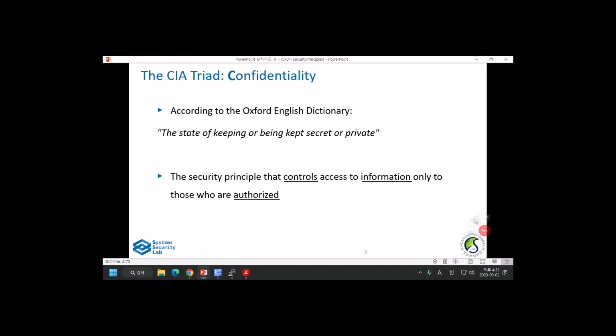So C stands for confidentiality, and according to the English dictionary, confidentiality means the state of keeping or being kept secret or private. This is a principle that controls access to information only to those who are authorized. We're gonna get to the authorization part shortly.